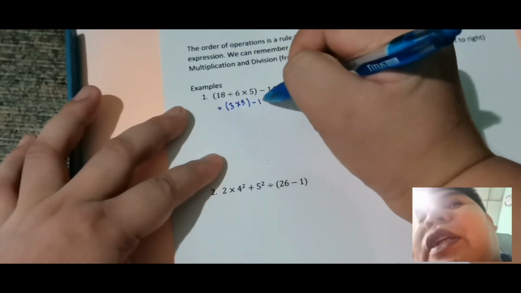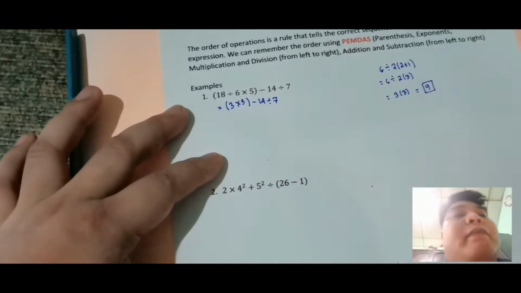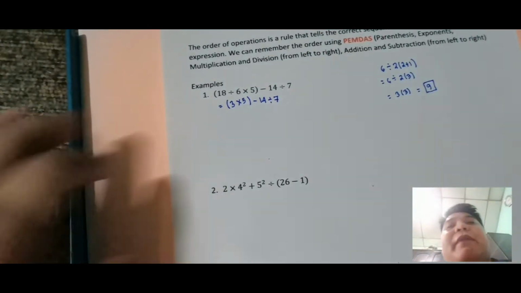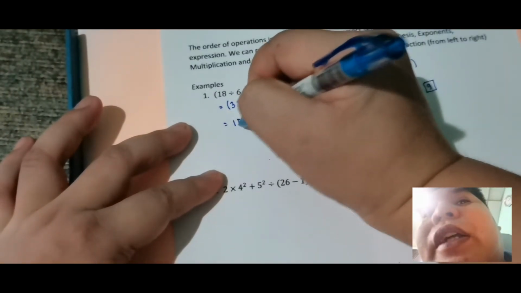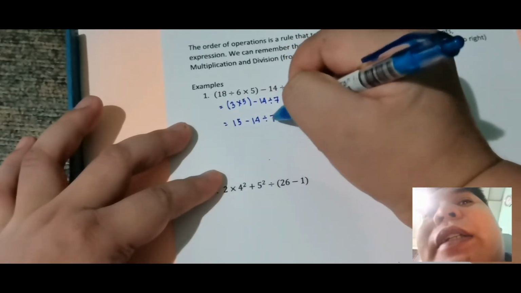Okay, minus 14 divided by 7. Next, unahin ko muna ulit yung parenthesis. That is 3 times 5. So, that is 15. Okay, minus 14 divided by 7.